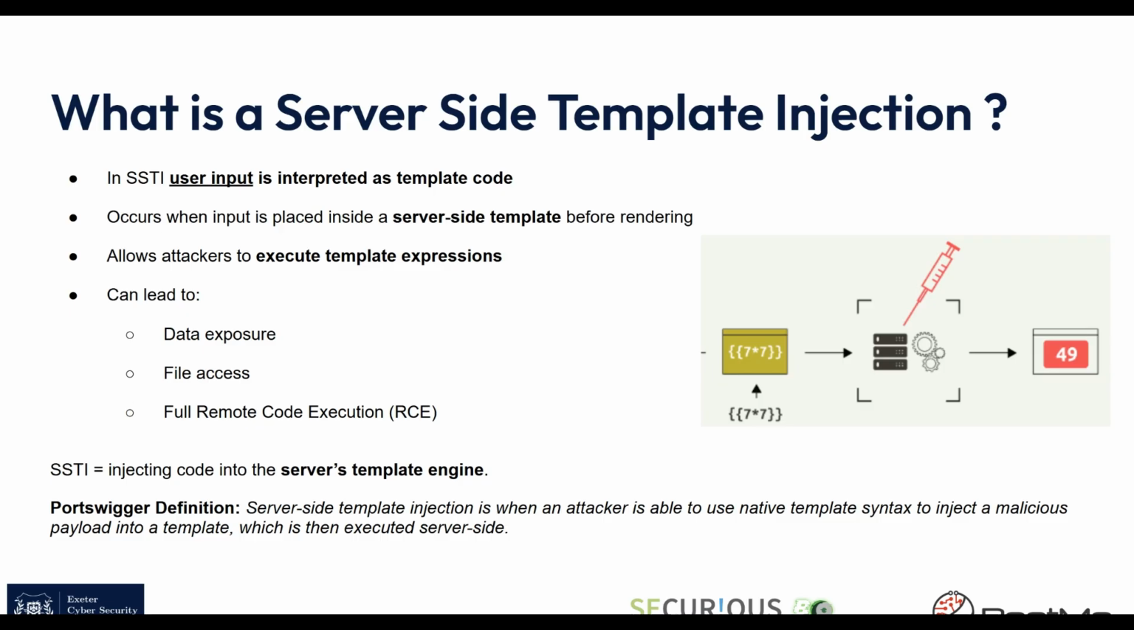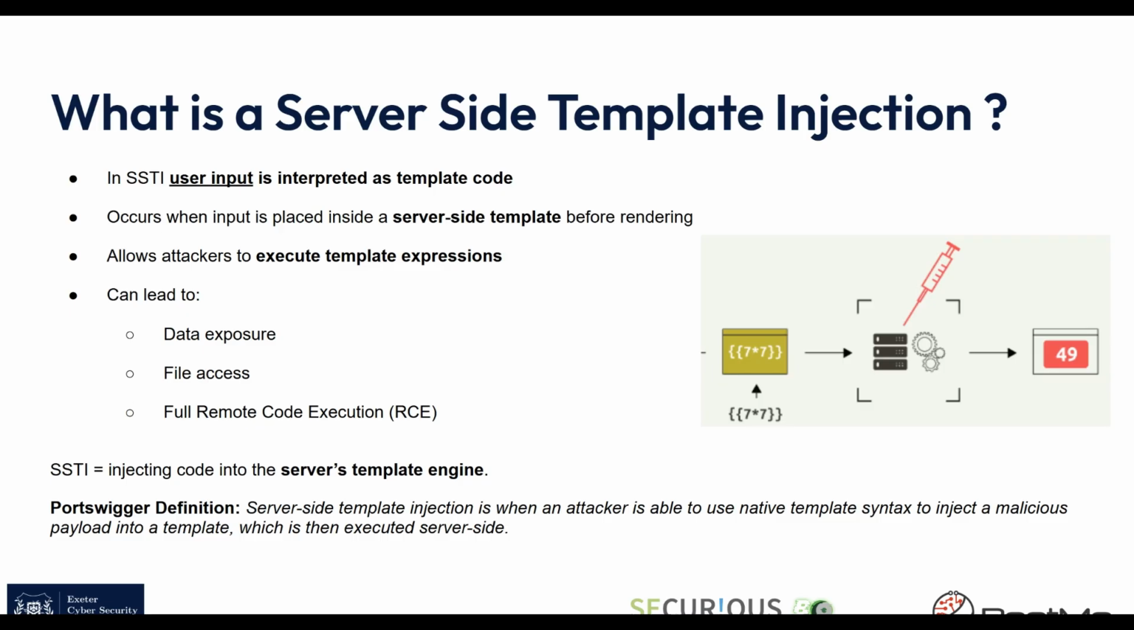So curly bracket, 7 times 7, or 7 times string 7, or hashtag curly bracket 7 times 7. Most of the time it will be with the numbers 7 times 7. Why? Because if this is interpreted correctly, it will not return 7 times 7 in the brackets. It will return 49 because it will be calculated by the server. And that's how we can check.